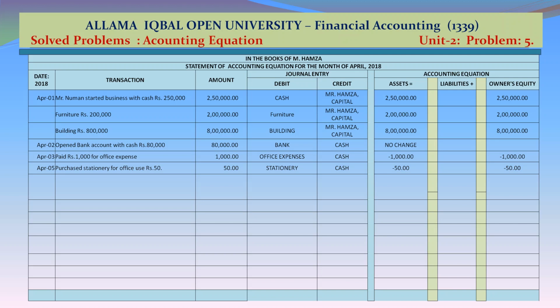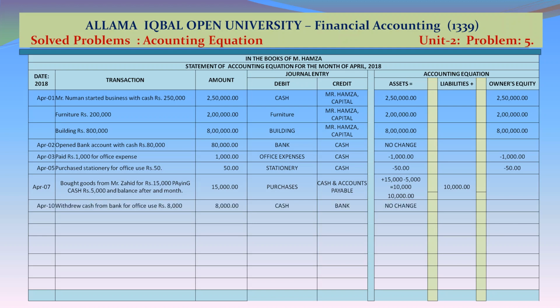April 5. Purchased stationery for office use rupees 50. Amount rupees 50. Stationery debit, cash credit. Assets less 50 rupees. Owner's equity less 50 rupees. April 7. Bought goods from Mr. Jahid for rupees 15,000, paying cash rupees 5,000 and balance after a month. Amount 15,000. Purchases debit, cash credit, accounts payable credit. Assets add 10,000. Liabilities add 10,000.